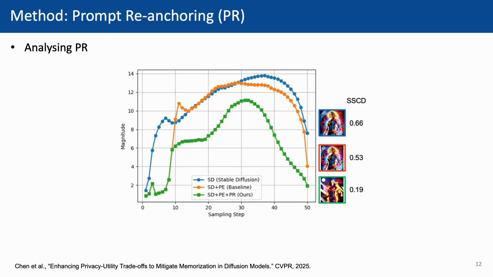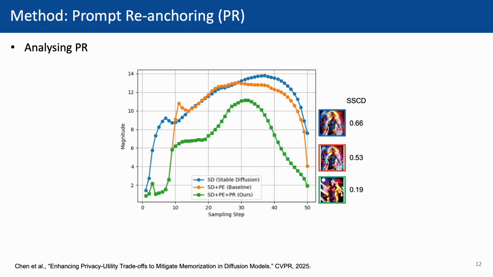In this plot, the blue line represents a generation from Stable Diffusion without mitigation. As you can see, it maintains high magnitude throughout the process and ends up producing a memorized output. Both the orange and green lines apply prompt engineering at the first step. However, the orange line does not apply our prompt re-anchoring strategy. As a result, although the magnitude is initially reduced, it quickly spikes again after around 10 steps. This shows that the low magnitude condition isn't preserved throughout inference, and the generation eventually reverts to a memorized pattern, similar to Stable Diffusion.